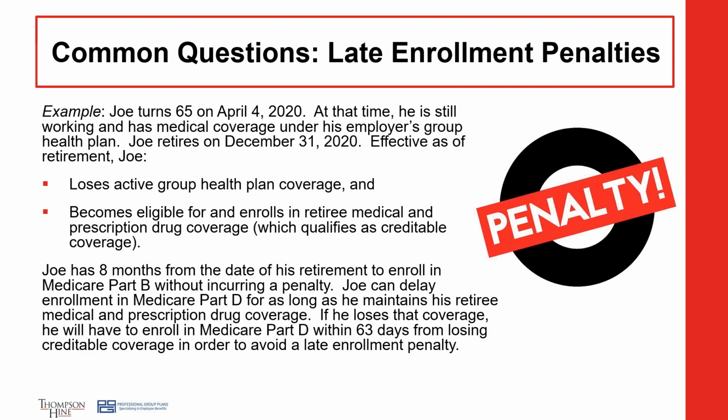So here's an example for Medicare Part D. Joe turned 65 on April 4th, 2020. At that time, he's still working and has medical coverage under his employer's group health plan. Joe retires on December 31, 2020. Effective as of his retirement, Joe loses his active group health plan coverage and becomes eligible for and enrolls in retiree medical and prescription drug coverage, and that prescription drug coverage is creditable.